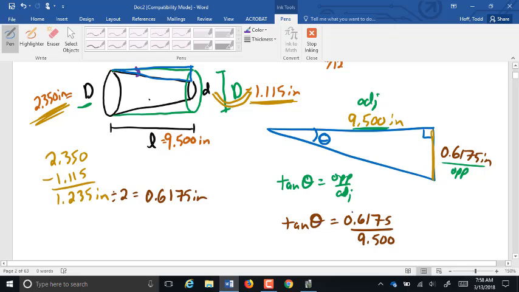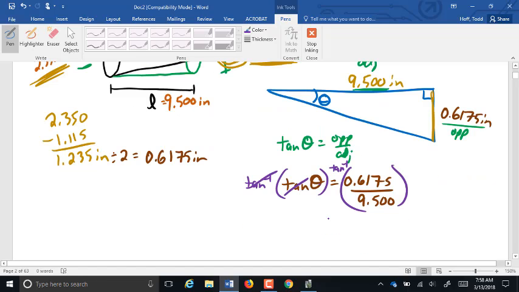Since I'm looking for an angle, I have to do an inverse trig function. The function I'm using is tangent, so I use an inverse tangent. It cancels out the tangent. Theta equals the inverse tangent of 0.6175 divided by 9.500.